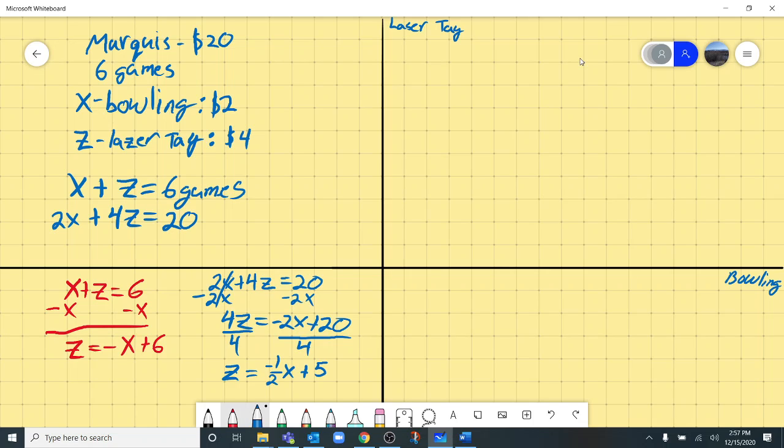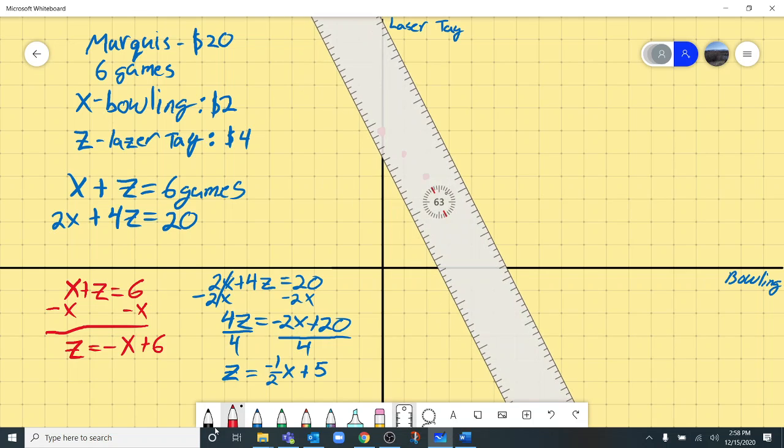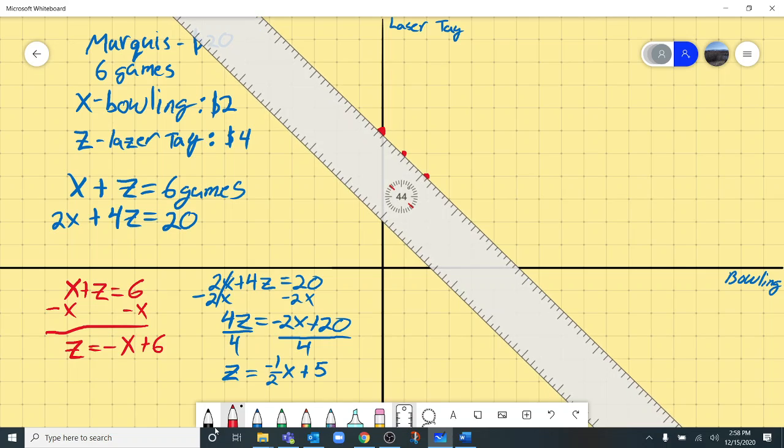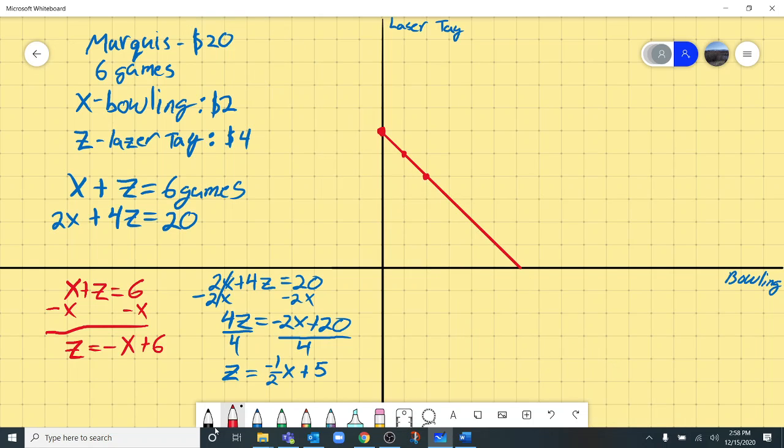Okay, so start by graphing our red one. Our y-intercept is 6. 1, 2, 3, 4, 5, 6. So we have a point here. And our slope is negative 1, so down 1 over 1, down 1 over 1. Draw the red line in. And again, we're going to keep everything positive, because you can't bowl negative times and you can't play laser tag negative times.